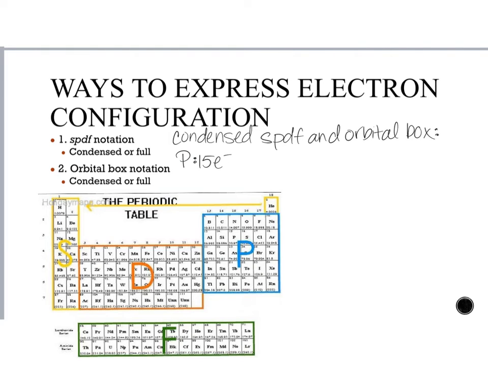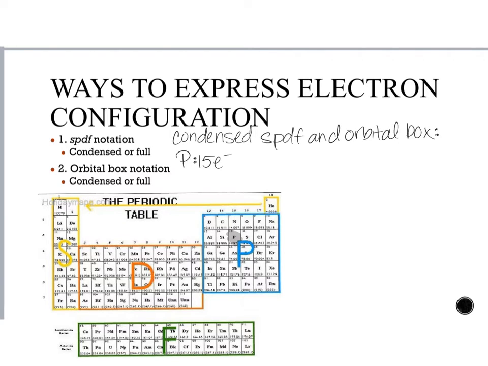So let's do a condensed SPDF and orbital box notation for phosphorus. Phosphorus is right here, and it has a total of 15 electrons when it's neutral. So far we've only done neutral atoms. We haven't done charged atoms. We'll have tons of practice on that in our dry lab upcoming.